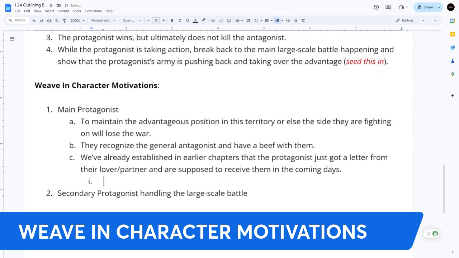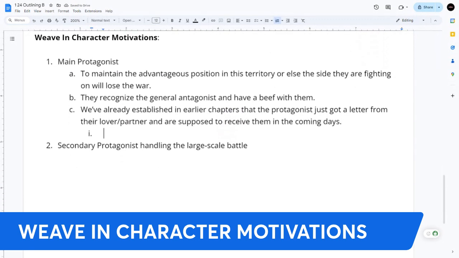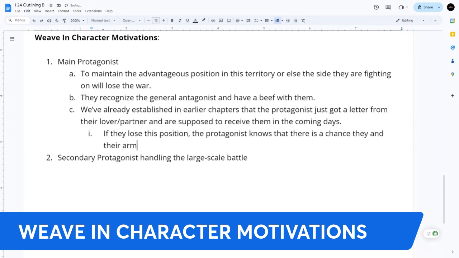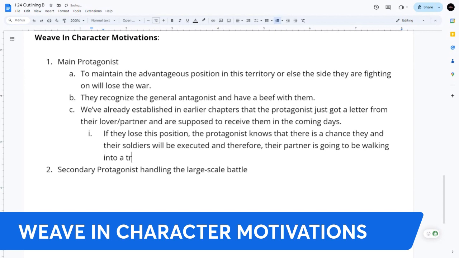Why is that important? Well, we're going to establish a secondary element to that. Okay, the secondary element is if they lose this position, the protagonist knows that there is a chance they and their army, their soldiers, will be executed, and therefore their partner is going to be walking into a trap, which would see them executed. Okay. All right.